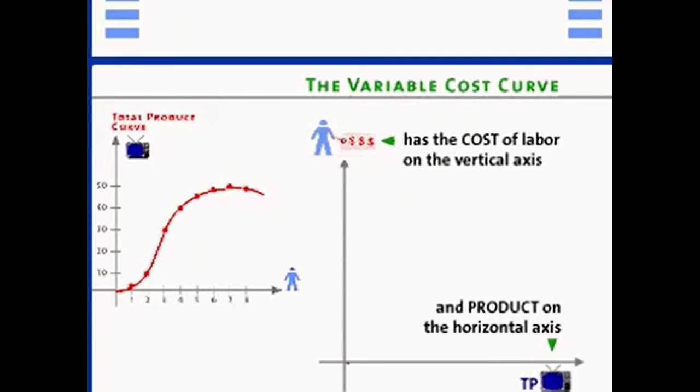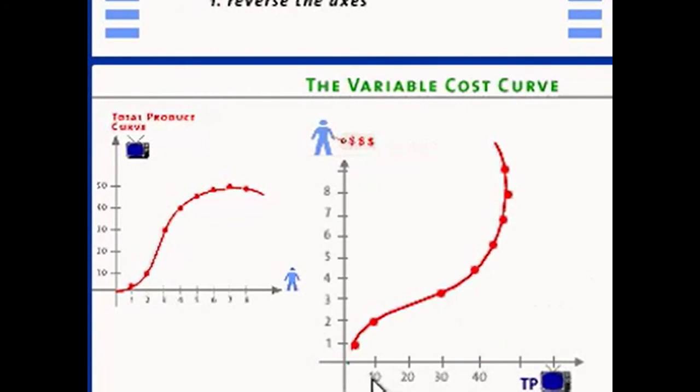Notice what I have now is a kind of inverse or mirror image of my original curve. Now, if I want to produce 10 television sets in a week, I know that I have to hire 2 workers, and I multiply those 2 workers by $1,000, and I'll get my variable cost. So in order to turn a product curve into a cost curve, you need 2 steps of geometry. The first step is take your product curve and reverse the axes, taking the curve with it. So we've just flipped the curve over and put the horizontal axis on the vertical and the vertical axis on the horizontal.